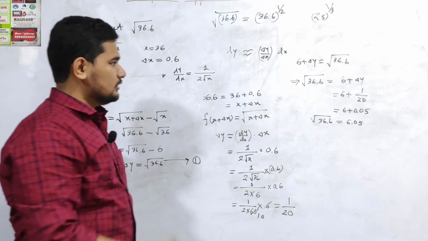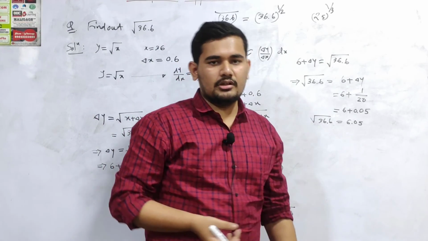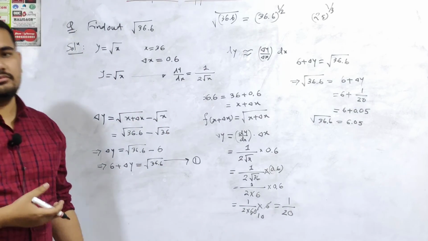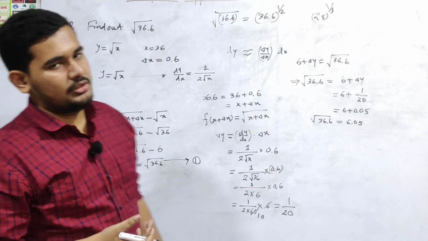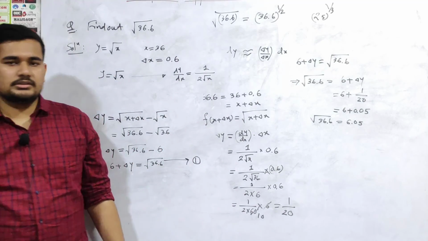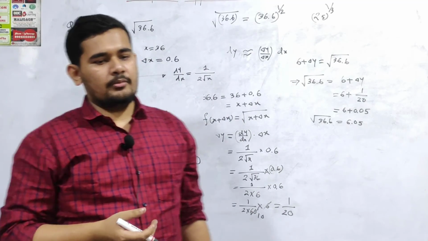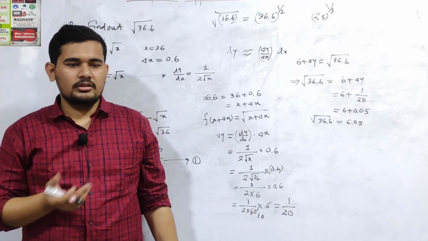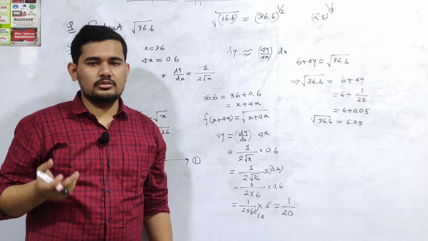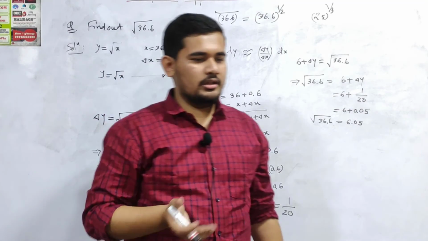So basically this is all about increasing and decreasing functions, tangent and normal, and then approximate values, how to find these approximate values. I think you have understood these concepts, and if you have any query regarding whatever I have taught in this video, you can comment down below, and I will try to clear your doubts regarding anything.